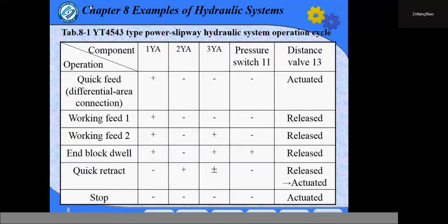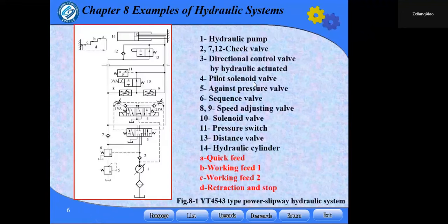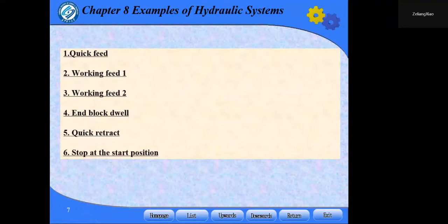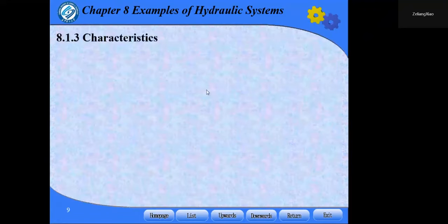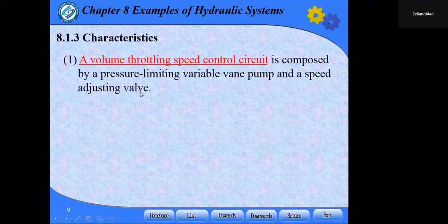This table is the hydraulic system circuit of the 4543 type power system. And this one is a video for the fast play. Let me see the characteristics of the circuit.